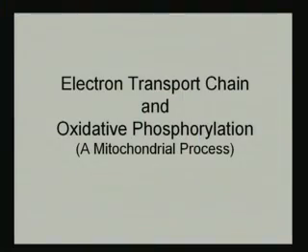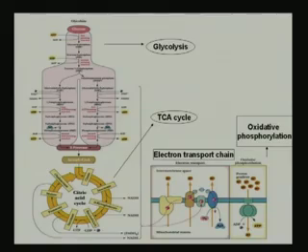Students, today the topic of our discussion is the electron transport chain and oxidative phosphorylation, the ultimate steps of cellular respiration. In our earlier classes, we have already learned that in the glycolytic process, glucose is converted to pyruvate. One molecule of glucose produces two molecules of pyruvic acid.